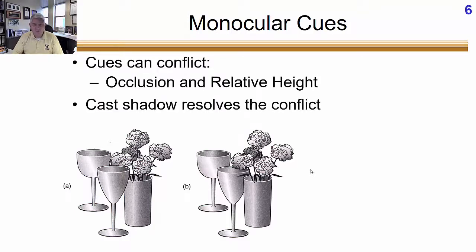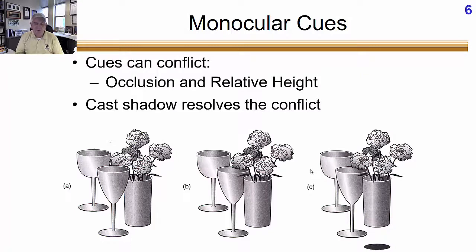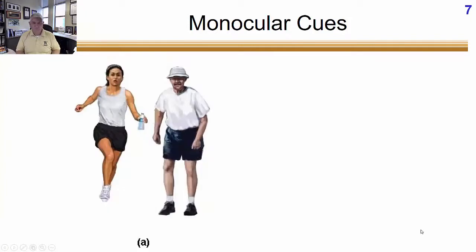We can resolve that by putting a shadow in there, and all of a sudden we're like, oh, that vase is floating in the air. That's why it's occluding that cup. It actually is in front of the cup. So that cast shadow extends the relative height down in front of the cup, and it resolves the conflict for us.